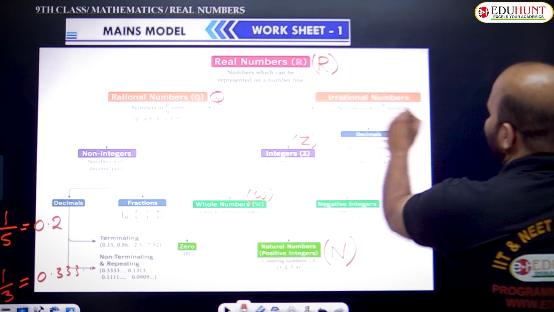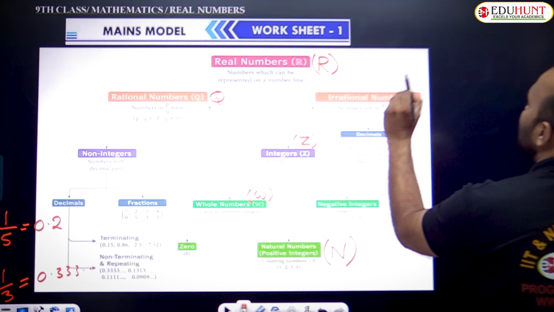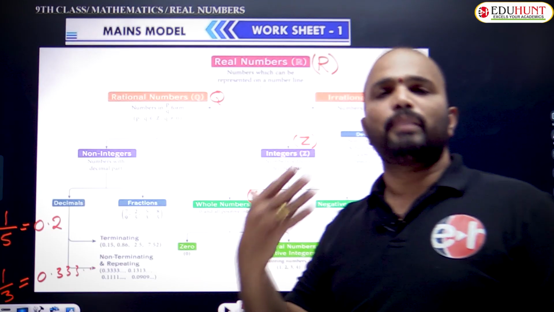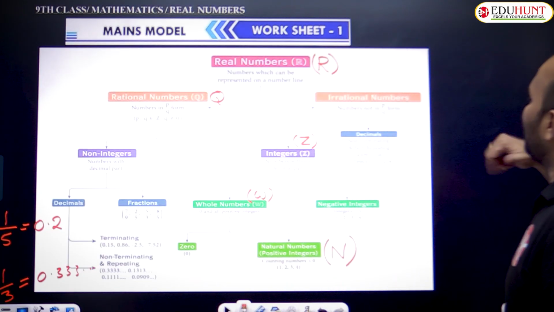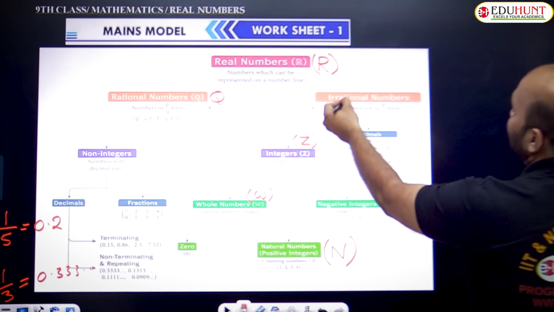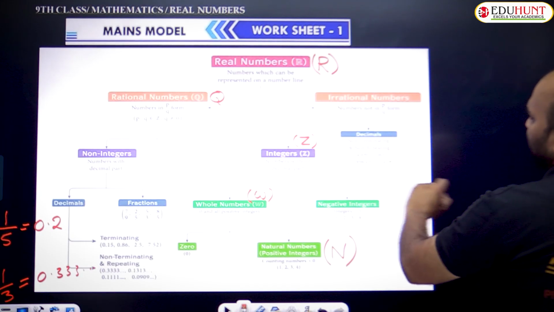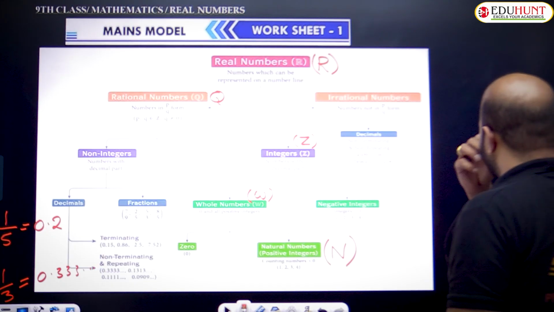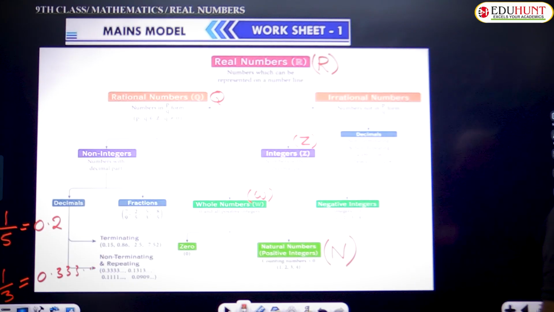So what is an irrational number? An irrational number means a number not in the form of p by q, it cannot be expressed in the form of p by q. So that is called an irrational number. Irrational numbers can almost be taken from the decimal numbers, non-terminating and non-repeating. Non-terminating and non-repeating, we need to understand clearly.